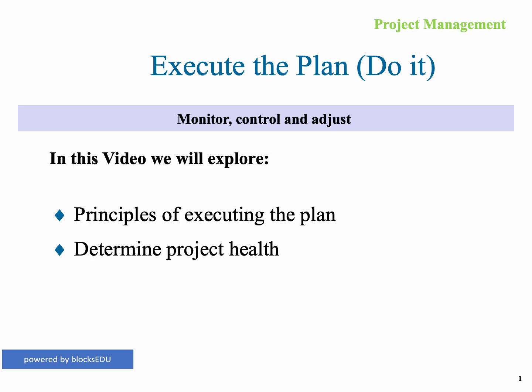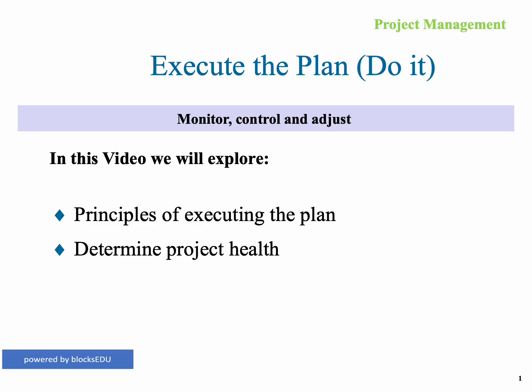Welcome to Module 9, Execute the Plan, or what we call the Do It phase. This is where everyone executes and starts doing the work that's required in order to make the deliverables. But from a project management standpoint, it's really the area where we monitor, control, and make adjustments. We monitor what people are doing, we control it and come up with some sort of evaluation of are they doing it within time, within scope? And then we make adjustments to ensure that we are on schedule and on time.